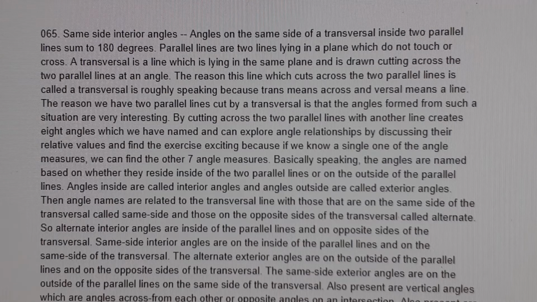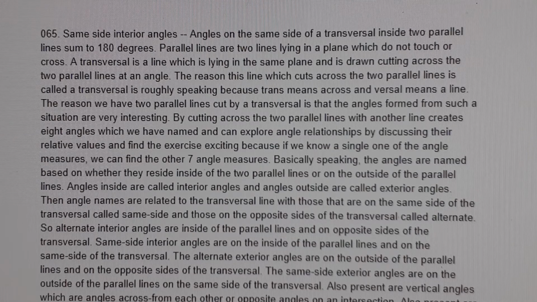There are only 2 types of relationships between all these angles. Either they are equal or they are supplementary, which means they add or sum to 180 degrees. Alternate interior angles are equal. Same side interior angles are supplementary. Alternate exterior angles are equal. Same side exterior angles are supplementary.